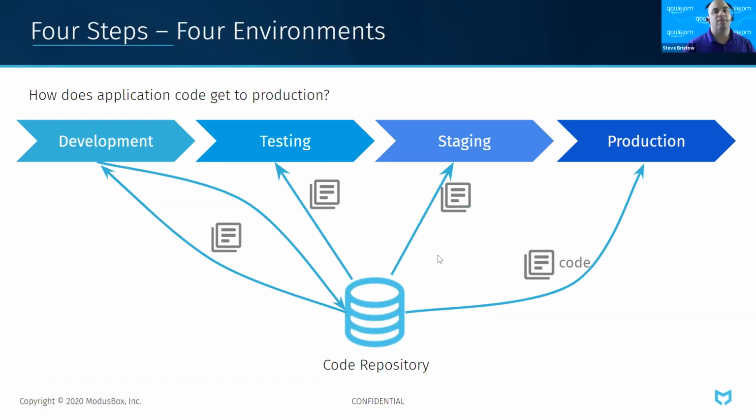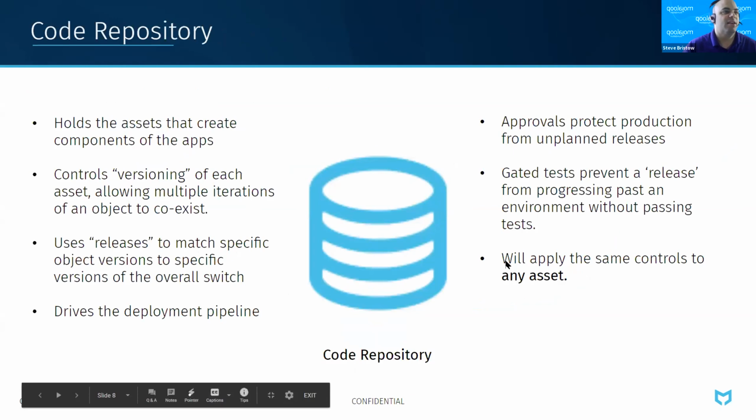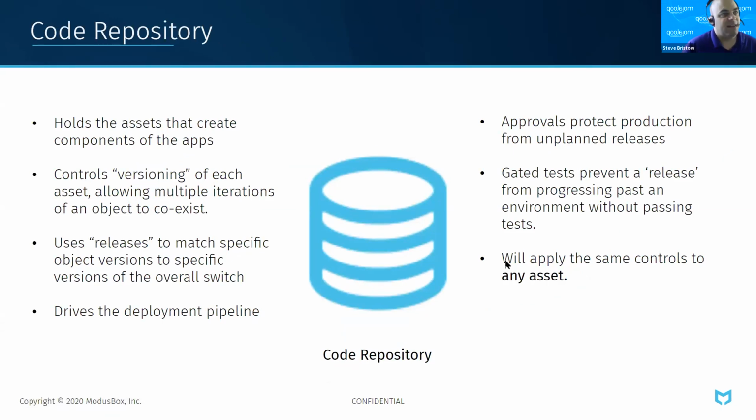You need a central location that code can be pulled from to each of those environments, which is shown by these grey blocks here. The code repository holds all these assets for the apps. It controls versioning of each asset and creates releases to match specific object versions to specific versions of the overall switch. This means you can have approvals for deployment, stopping stuff from leaking out from one environment to another one, and gated tests. So if it fails the test, it simply cannot get out of that environment. It gets stuck there until it's been remediated.